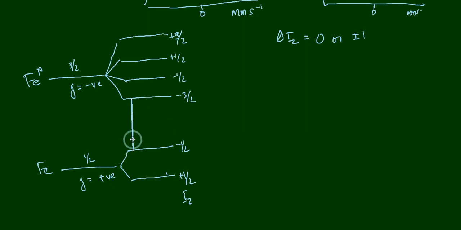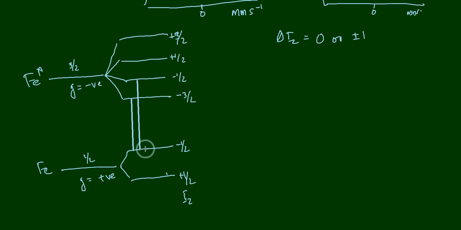From minus half to minus 3 by 2, delta Iz is equal to minus 1. And now we can consider the next transition, that is from minus half to minus half. What is the delta Iz? Delta Iz is equal to 0 in this case.